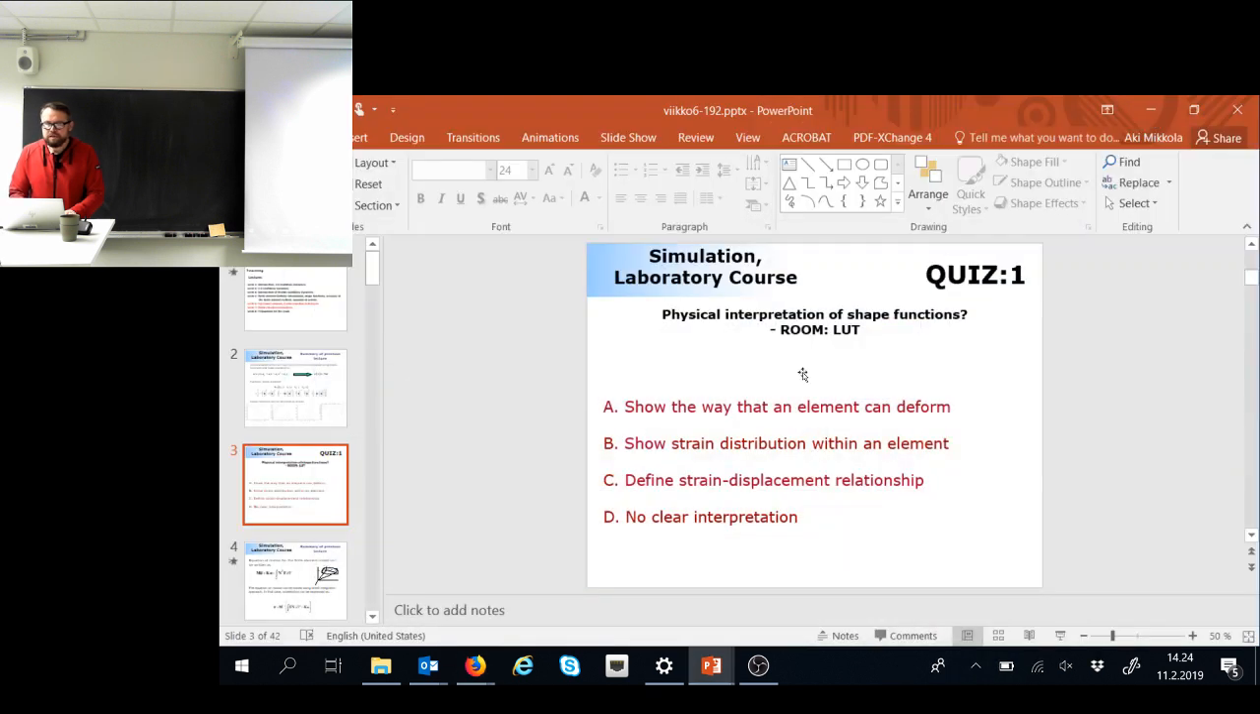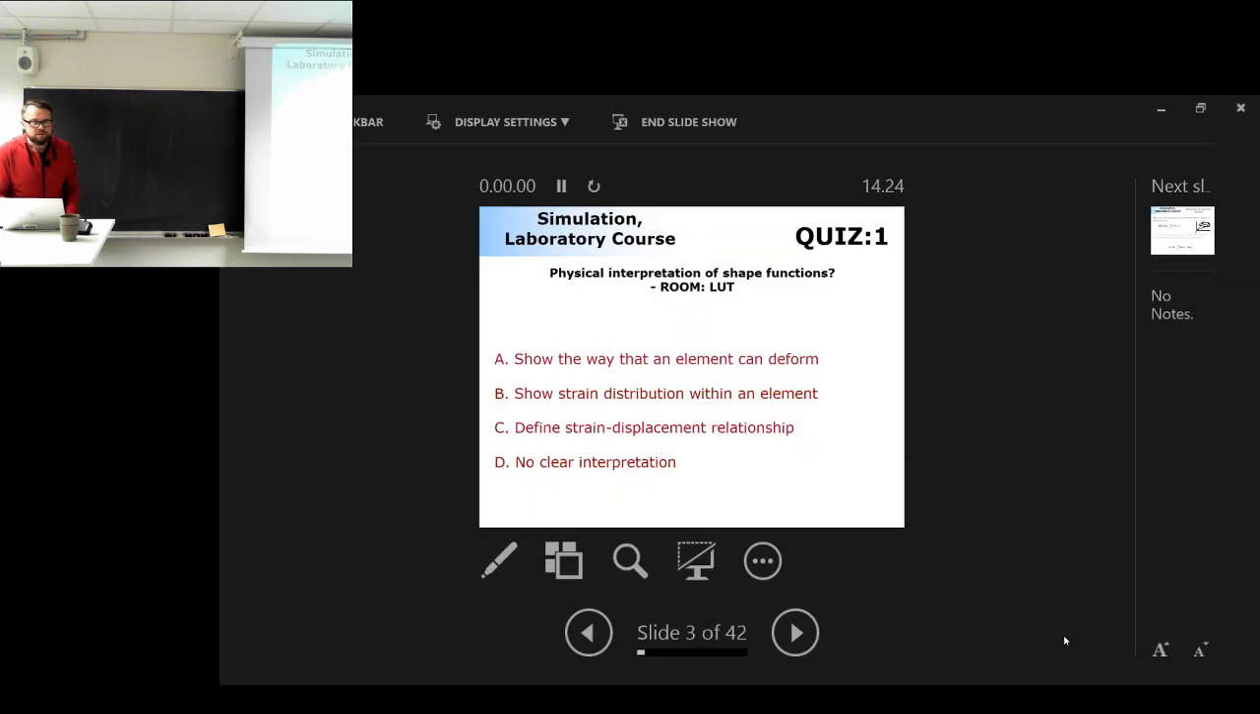Okay, so let's take a look at this again. I'm asking, what is a physical interpretation of shape functions? The first option is that it shows the way that an element can deform. Then it shows the strain distribution within the element, defines the strain displacement relationship, no clear interpretation. So those are the options.